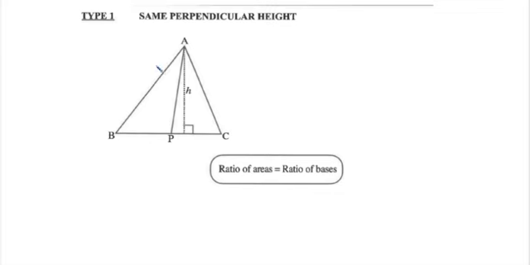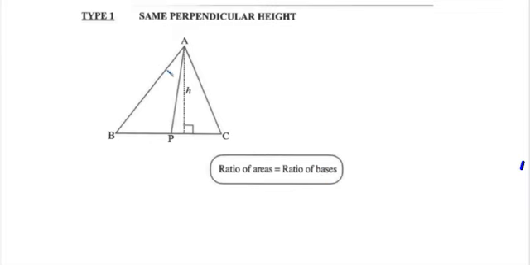Now, this part is talking about the ratios of areas. We are saying if we have two triangles and these two triangles are sharing the same perpendicular height, then the ratios of the areas will be equal to the ratios of the bases of those two triangles. Now, this is what we are talking about.